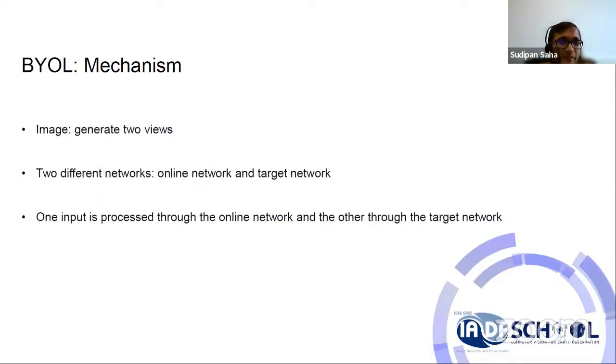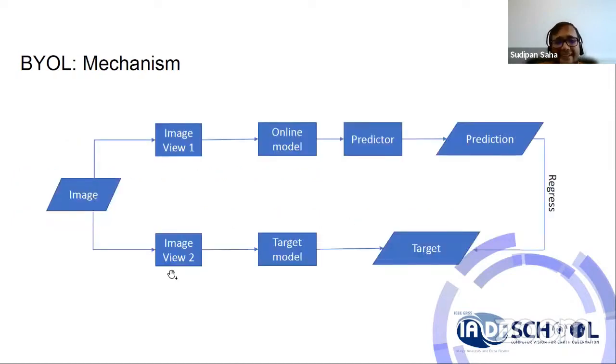And the training procedure is much simpler than the previous contrastive learning approaches. What we do is generate two views of the images and use two different networks, an online network and a target network. One input is processed through the online network and the other through the target network: image view one, image view two. This is similar to what I was showing you before in the previous code, the two views. And we are trying to just make these representations similar. We have this predictor model and this target model, and the target model is an approximation of the online model. You can think of it like this: both networks share the architecture but not the weights, and the weights from the online network are slowly used to update the weights of the target.